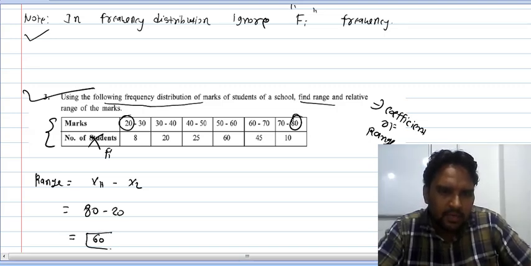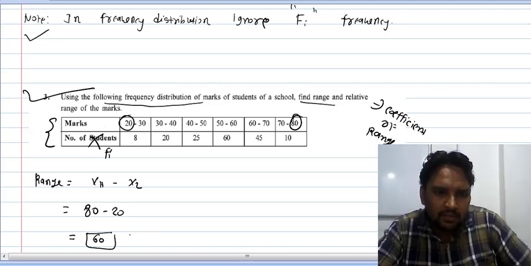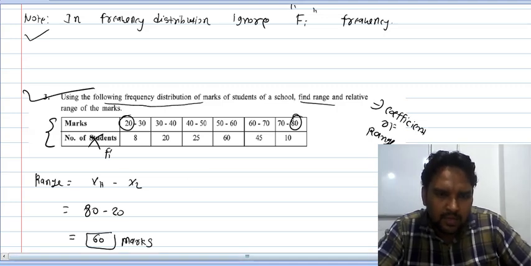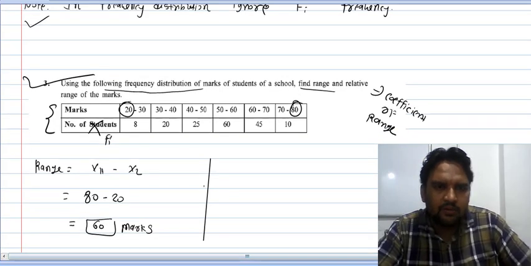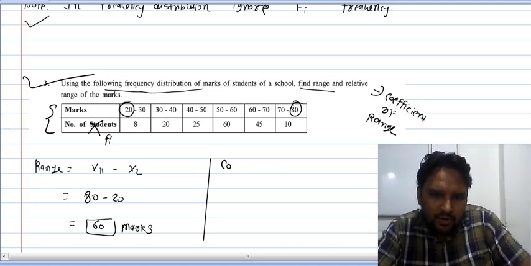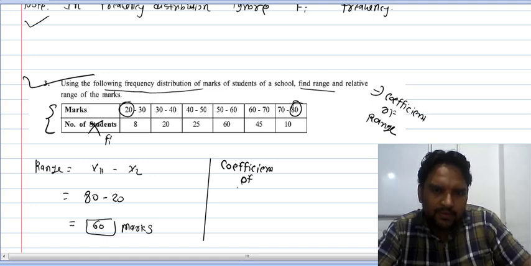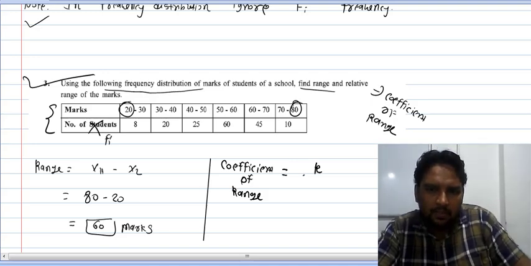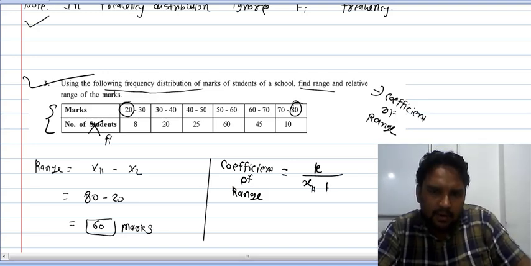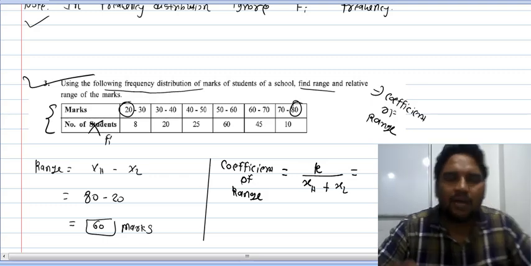And here we write marks. So here 60 marks, because range is an absolute measure, so we have to write the unit also. Now coefficient of range, that means relative of range. What is the formula? R upon xh plus xl. So what is R? 60. And the highest observation is 80, plus 20. So 0.6 will be the final answer.